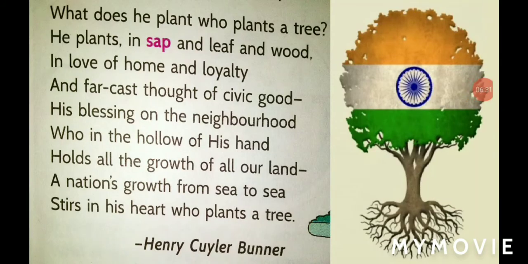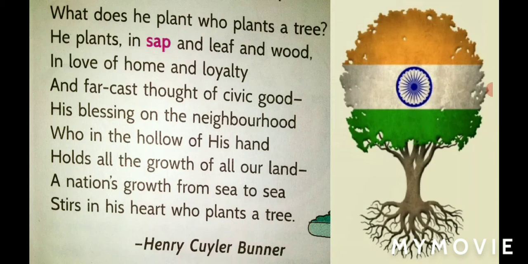Third stanza: what does he plant who plants a tree? He plants in sap and leaf and wood, in love of home and loyalty, and far-cast thought of civic good, his blessing on the neighborhood, who in the hollow of his hand holds all the growth of all our land. A nation's growth from sea to sea stirs in his heart who plants a tree.